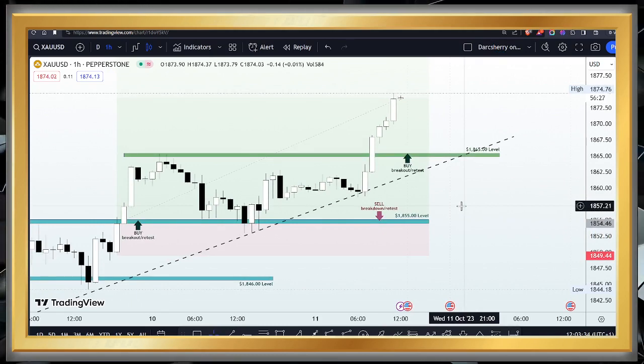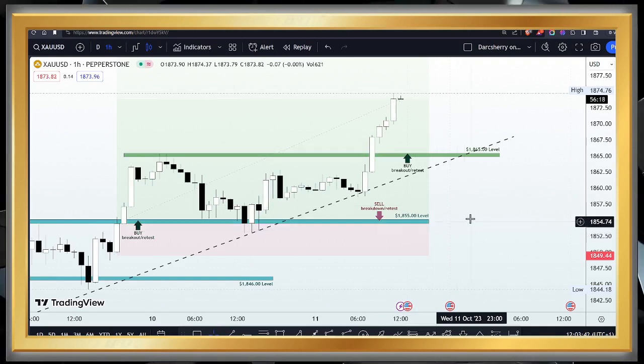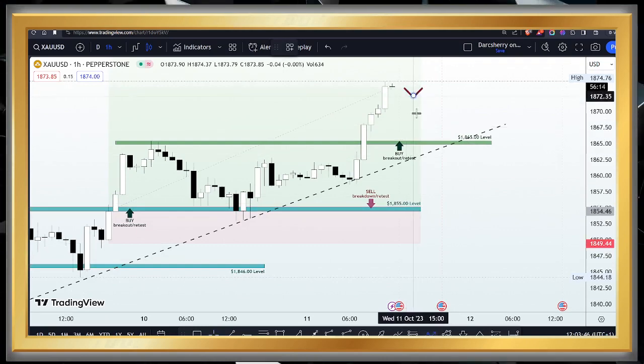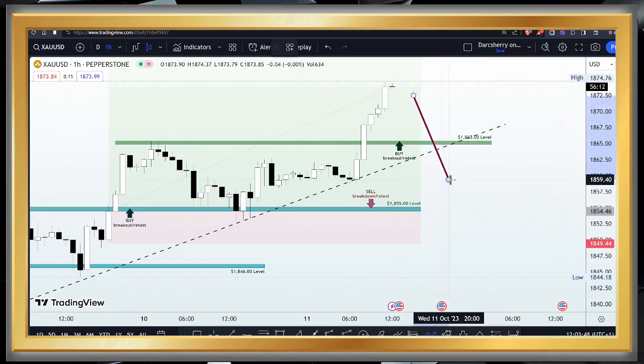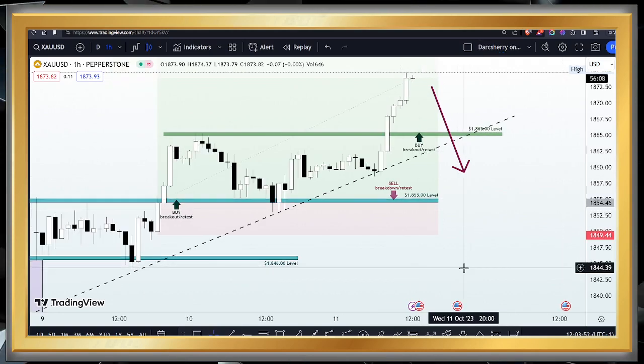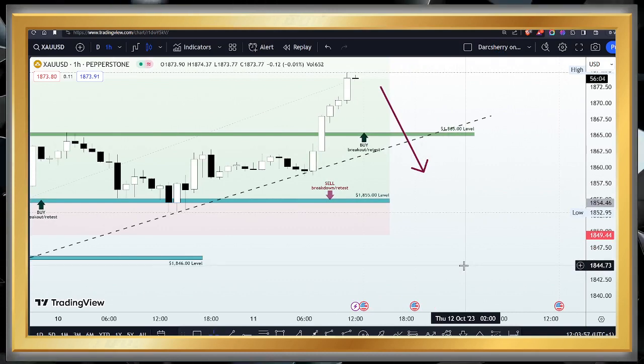Remember, we are looking forward to some economic events from the US, which are high impact events, and they could incite some volatility here. Now, if it so happens that the 1865 is broken to the downside, then price would have also broken down of that ascending trend line for the first time this week, and this will be a signal that a momentum shift is likely going to be happening.